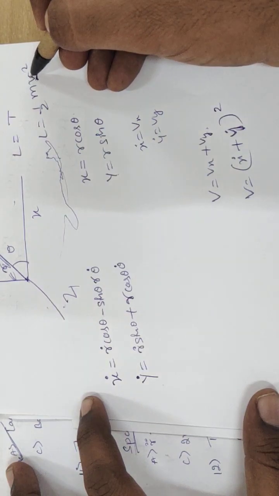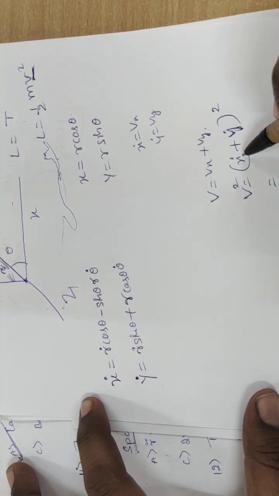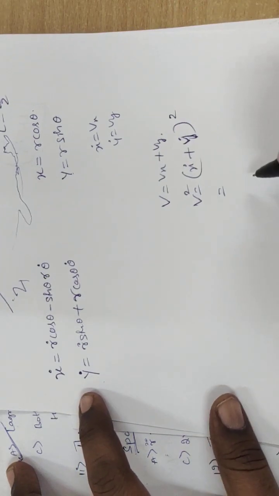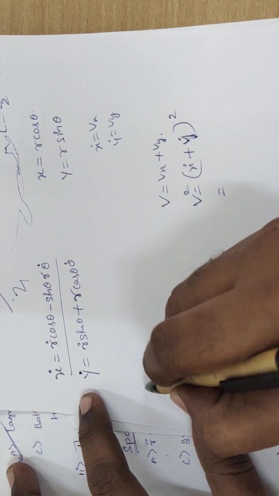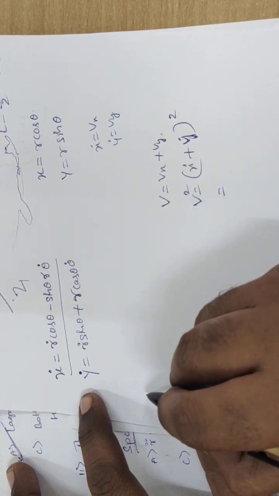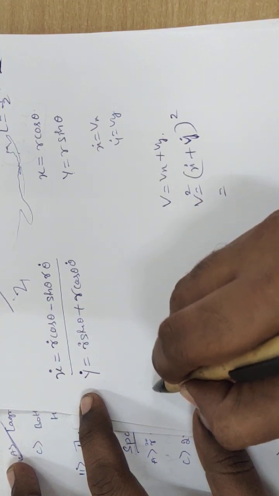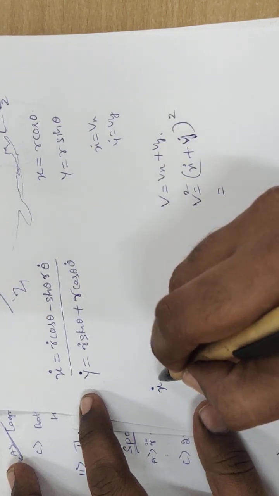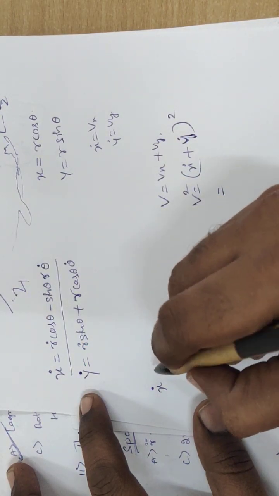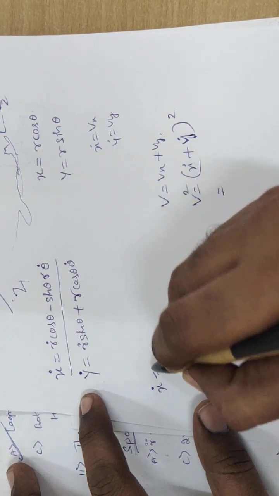Here we have v square, which is equal to x dot square. So what is x dot square? This one, right? Separately I am writing here: x dot plus y dot whole square.